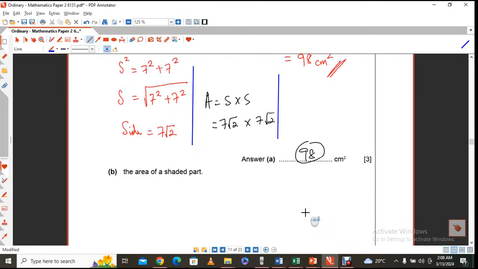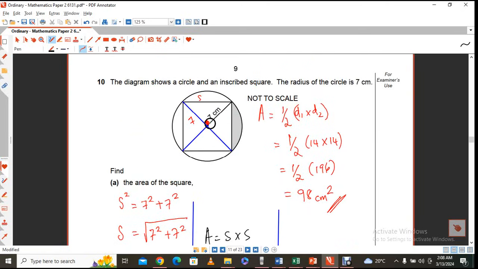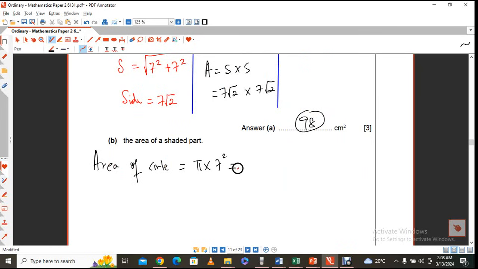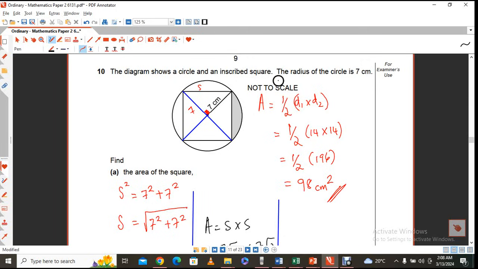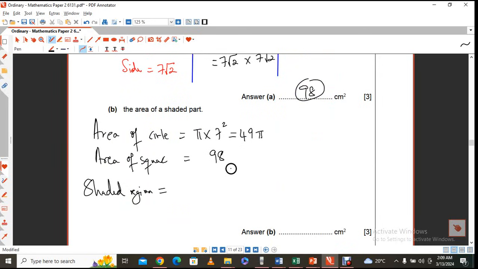Now let's see how you find the area of the shaded part. I'm going to do it step by step. I'm going to find the area of a circle with radius 7 centimeters, because that is the center. And I'm going to leave the answer in terms of pi. That is 49 pi. I already know the area of the square is 98. So for the area of the shaded region, I do the subtraction, and the shaded region is 1/4 of that part, so I'm going to divide my answer by 4. So the area of the circle, which is 49 pi, minus the area of the square, and you divide that by 4.